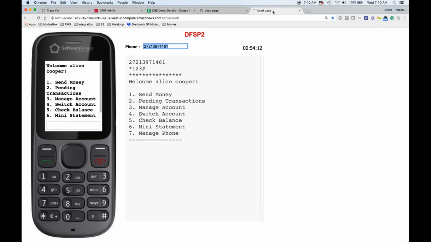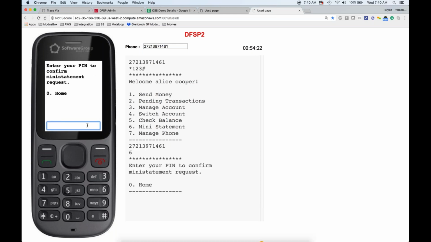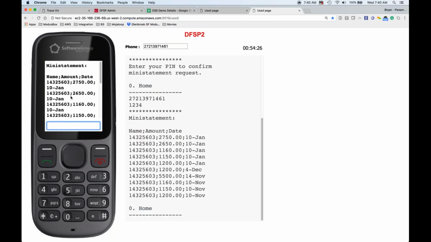What I've done now is flip over to the other DFSP, the one that Alice is a customer of. And if Alice was to check her mini statement, she would see that she has received, actually, the $27.50 right here just came through. So that's a visual example of how a system might work, and it shows the semantics that need to happen.